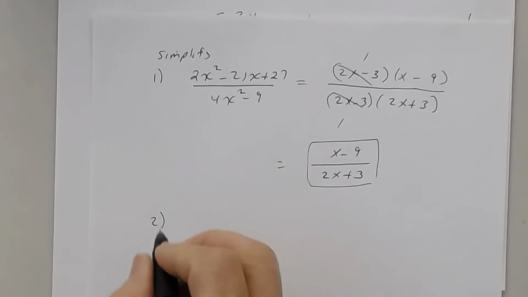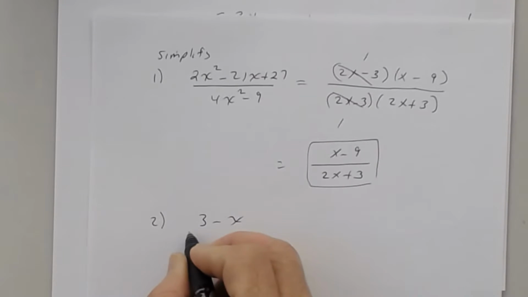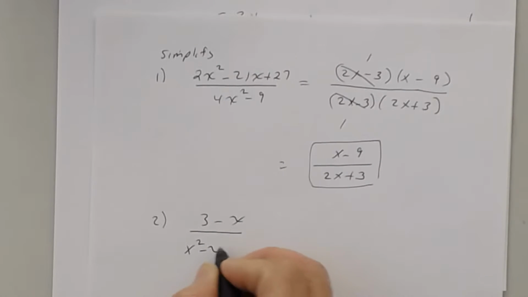Okay, number 2. 3 minus x divided by x squared minus x minus 6. So I want to simplify this rational expression. What's the first step? Factor. All right, the numerator, the GCF is 1, so I can't really do anything with the numerator. And the denominator, the GCF is 1, but I can factor the denominator because that's a quadratic trinomial. And so how are you going to factor the denominator?